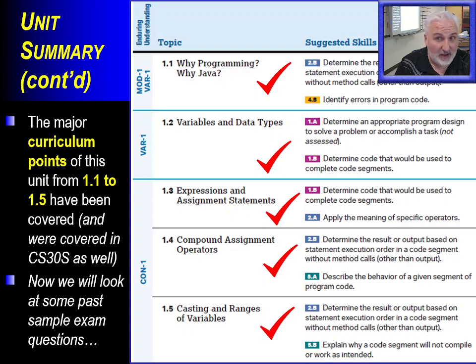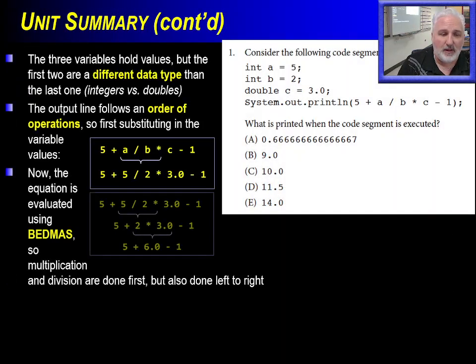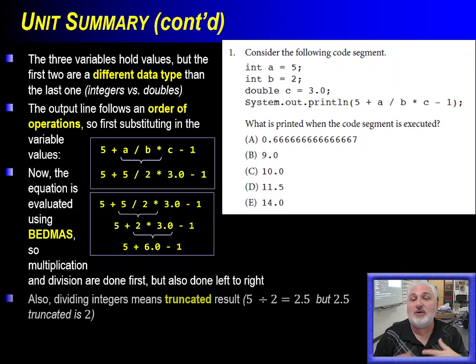Be comfortable with the language, be comfortable with what the AP could ask you. Here's an example of a question that could potentially fit into this curricular content. So here you see, consider the following code segment, and then the multiple choice options A through E, okay? So 3 variables hold values, but the first 2 are different types than the last one. So you have an integer, and then a double, okay?